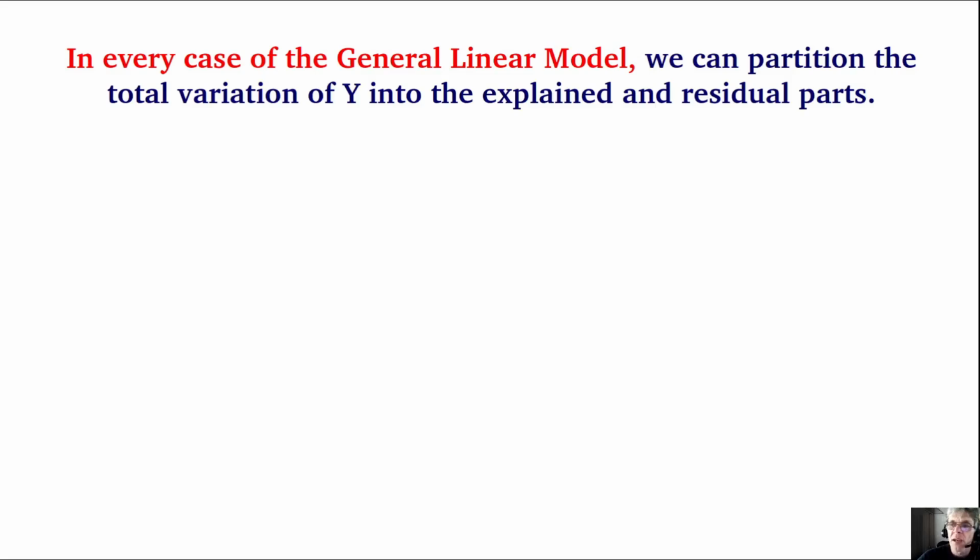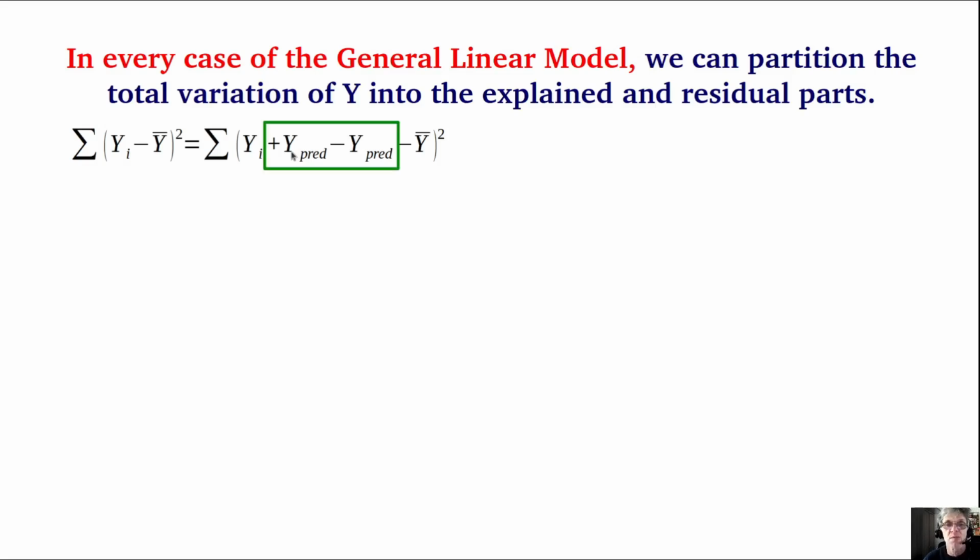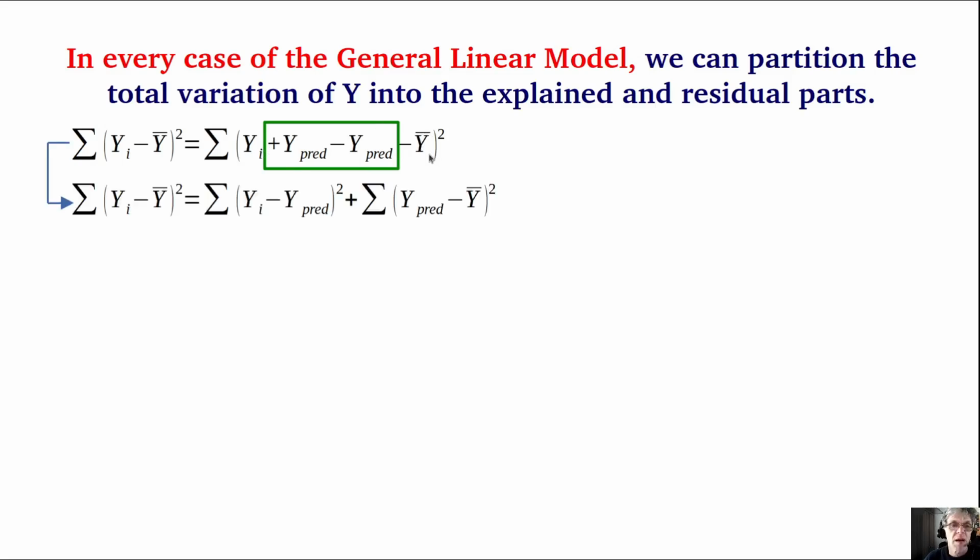In every case of the general linear model, we can partition the total variation of the response variable y into the explained and the residual or unexplained parts. So here at the left in this equation, we have the sum of the square difference between each data point and the mean, that is the total variation. And in this equation, we add and subtract the same term, that is the predicted value of the response variable predicted by the linear regression we are fitting. Since we are adding and subtracting the same term, nothing changes in the equation.